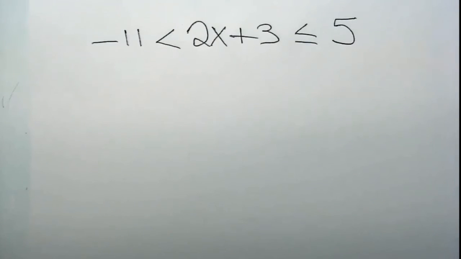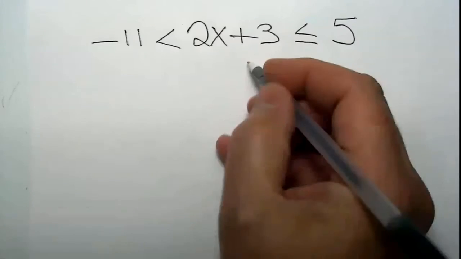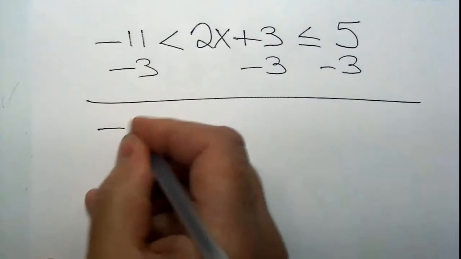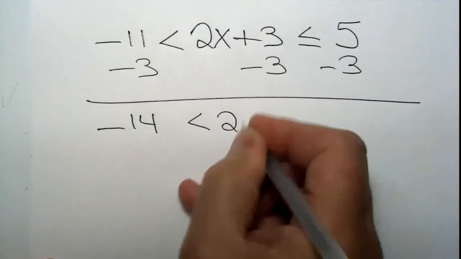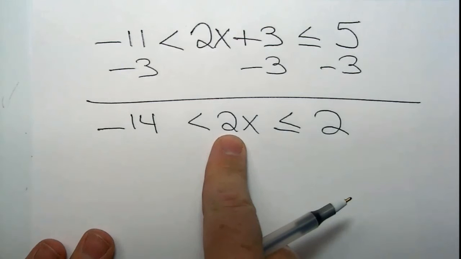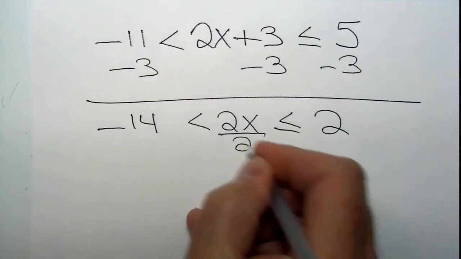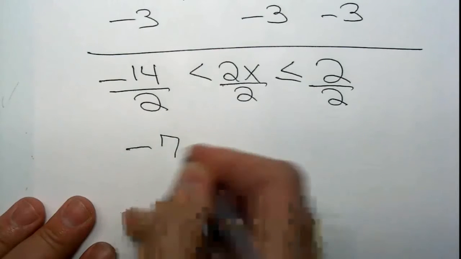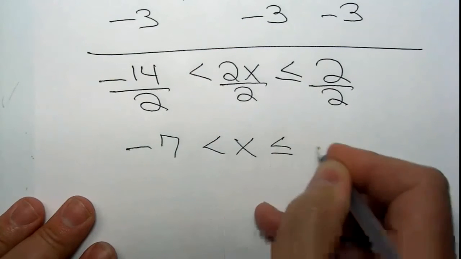Now, to solve that double inequality, your goal is to isolate x in the middle. To isolate x in the middle, solve it like you would an equation in a sense. Let's get rid of the numbers first in the middle. The first thing we'll get rid of is the 3 by subtracting 3. There we go. So now I have a minus 14. It's less than 2x. It's less than or equal to 2. Next thing, let's get rid of this coefficient 2 right here. We'll divide by 2, divide by 2, divide by 2. And we end up with negative 7 is less than x is less than or equal to 1.